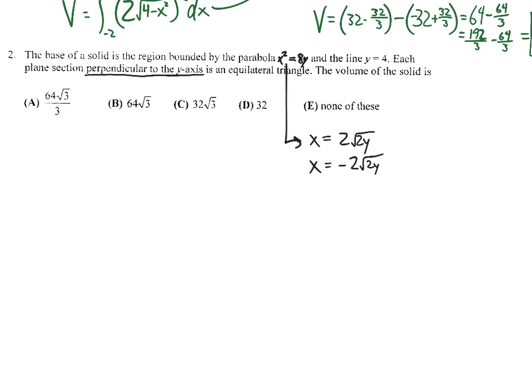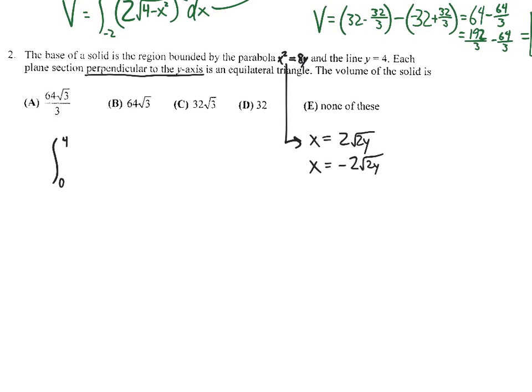And the line y equals 4. The reason they gave us that is because these only intersect at the origin. So I'm going to be integrating from 0 to 4. Now, we need to think about which one of these is greater, and obviously the positive one's going to be greater than the negative one, since everything else is the same.